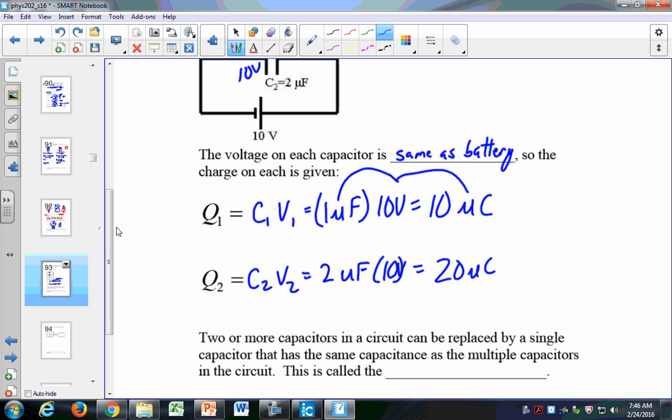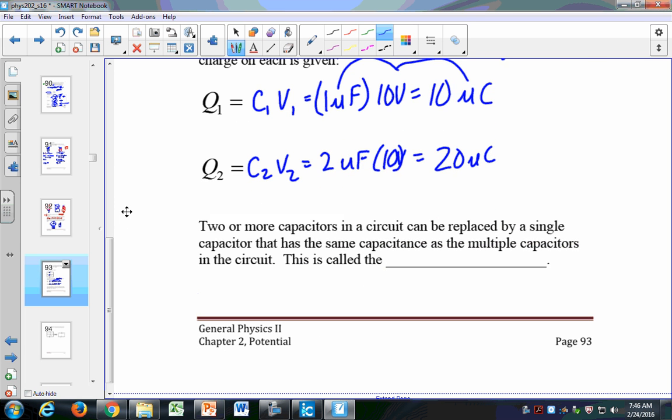Okay? So 2 or more capacitors can be replaced by a single capacitor that has the same capacitance as the multiple capacitors in the circuit. You remember what we call that? If I replace a bunch of capacitors with a single capacitor, what do I call that single capacitor? It's an equivalent capacitor. You have a very similar thing with equivalent resistors, and it's a pretty common thing to simplify a circuit and replace it with an equivalent capacitor, and you'll certainly have to do that on the exam. So this is called the equivalent capacitance, because it's equal.